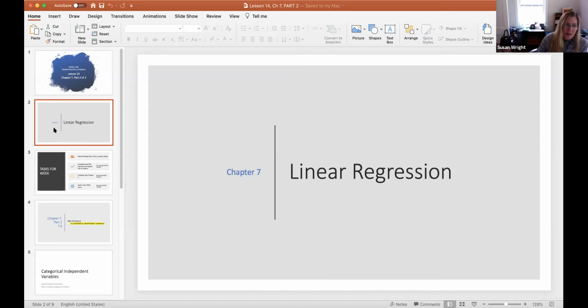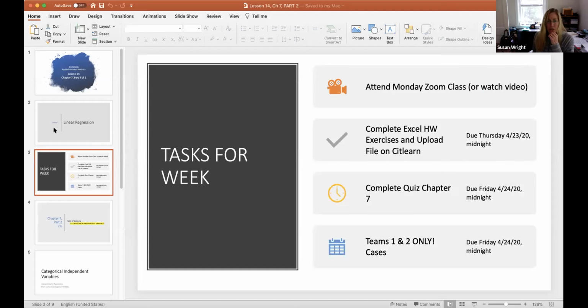Let's finish up our chapter 7. Last week we started on linear regression, and we were looking at all quantitative variables. Sometimes you have qualitative variables in your data, and you have to be able to handle them. The idea is to convert them into quantitative variables. I'm going to show you how to do that so that you can add that into the regression. Let's just talk briefly about what you have to get done this week.